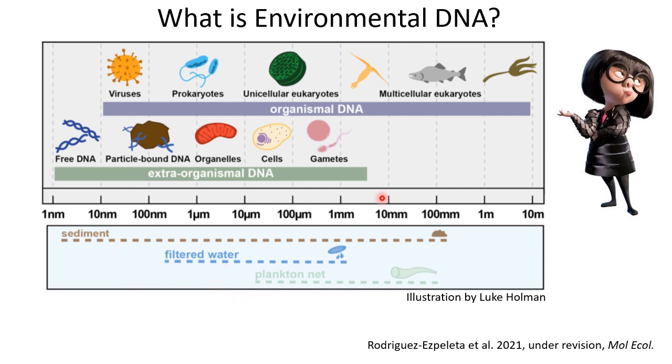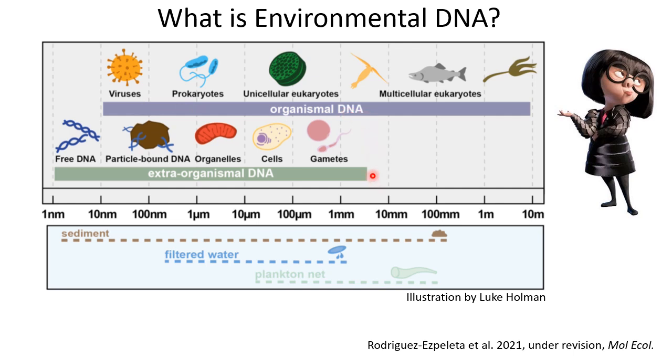And this gray area here in terms of the size of what gets found in these environmental samples means that sometimes we're actually sampling DNA that's inside an organism, this organismal DNA component. But there's also this extra-organismal DNA component made up of gametes, cells, organelles, particle-bound DNA, and free DNA. And it's this portion that's really interesting.